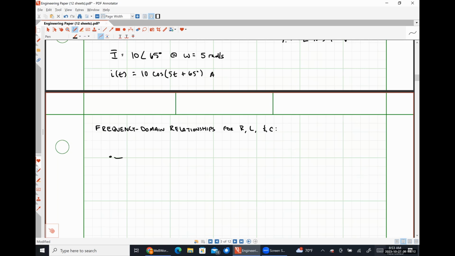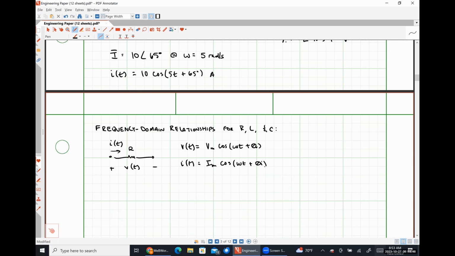So if I have a generic resistor R, across which I have some voltage V of t and some current I of t. Let's say explicitly that V of t is a sinusoidal voltage, so Vm cosine of omega t plus theta v, and I of t is Im cosine omega t plus theta I.